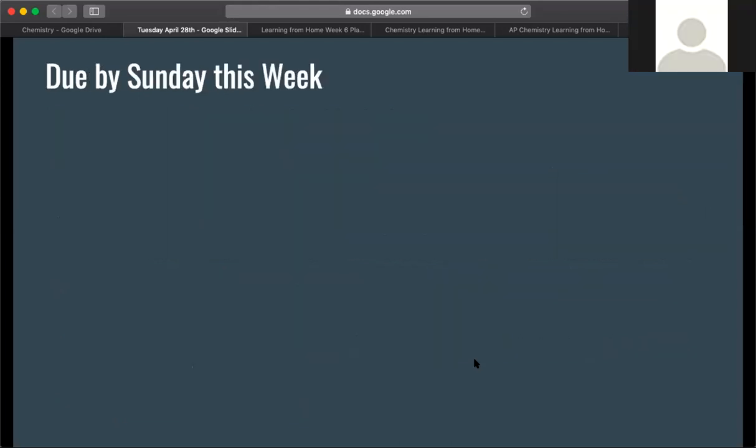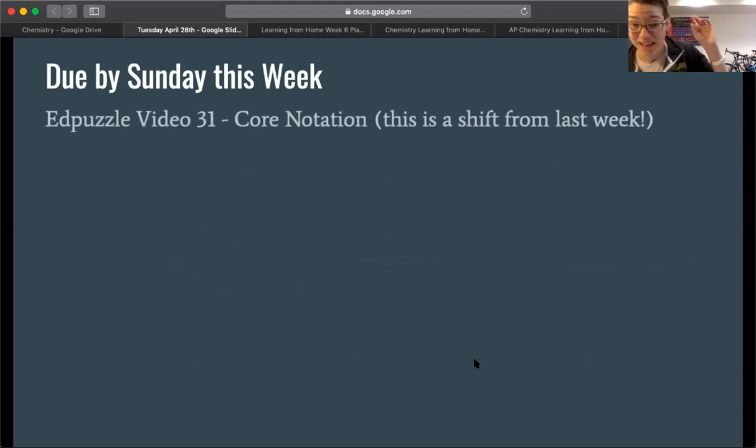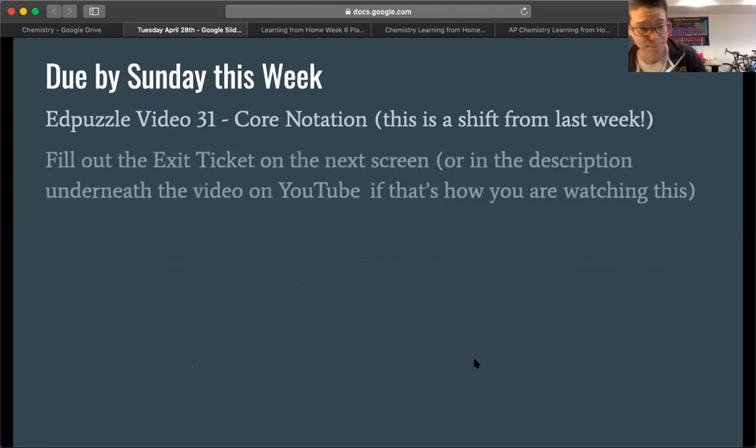Yay. Okay, so quick review of what is now due on Sunday, because I have shifted my due dates because they want things done by week. So things are going to open on Monday mornings and close Sunday nights. That core notation EdPuzzle video, which I technically assigned last week, everybody got an extension through Sunday of this week. So you need to do the EdPuzzle, which a lot of people have already done.